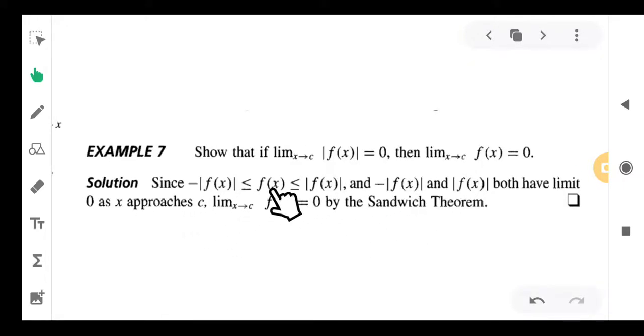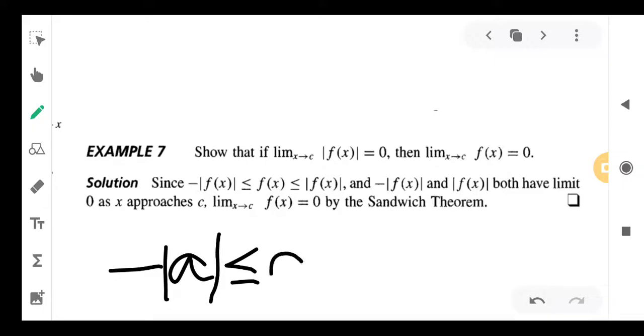The second theorem is another important result. Suppose the limit of the modulus of a function is 0, then the limit of the function without modulus also must be 0. So here we will be using a very important mathematical inequality. For any number a, we have minus modulus of a less than or equal to a less than or equal to modulus of a. This is applied quite often in mathematics.